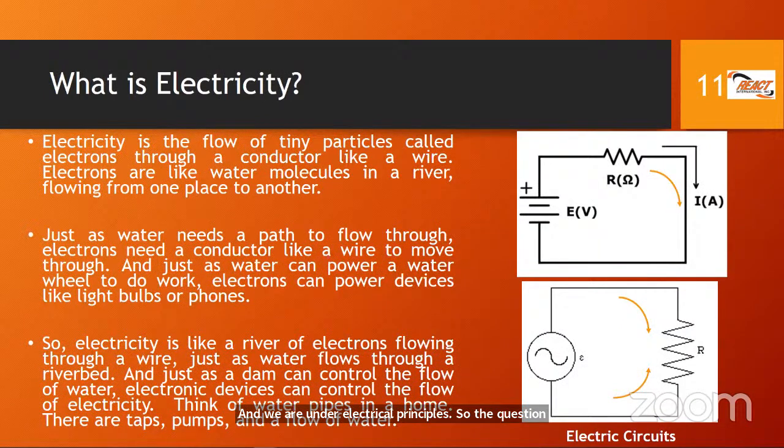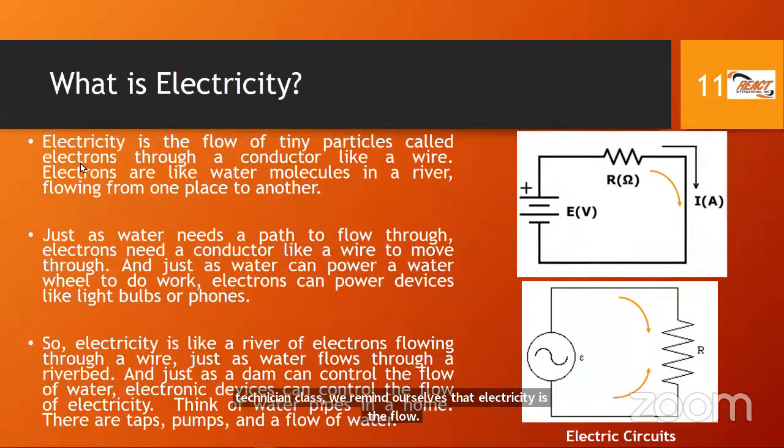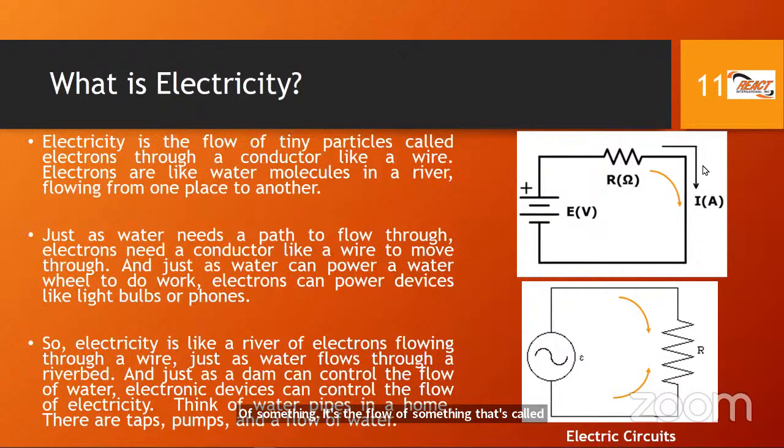As we discussed in the technician class, we remind ourselves that electricity is the flow of something. It's the flow of something that's called electrons. And electrons will flow in a circuit. So on your screen, we have schematic diagrams. You have a battery connected to some sort of a load or resistor, and then a wire that connects the circuit. This is a schematic showing components and an electrical diagram that electrons will flow. The battery will generate that flow of electrons.